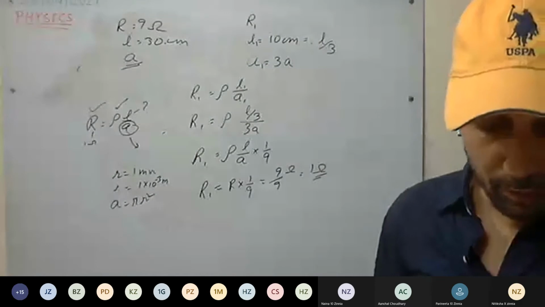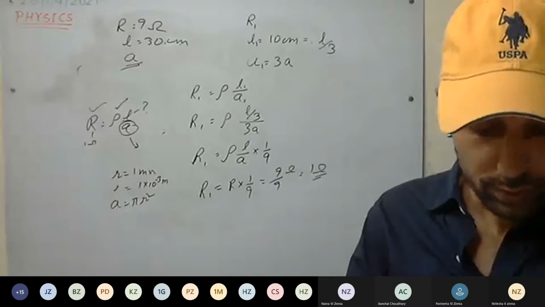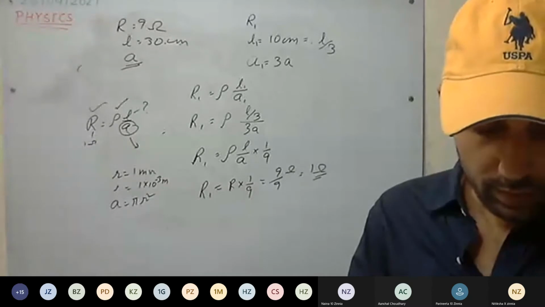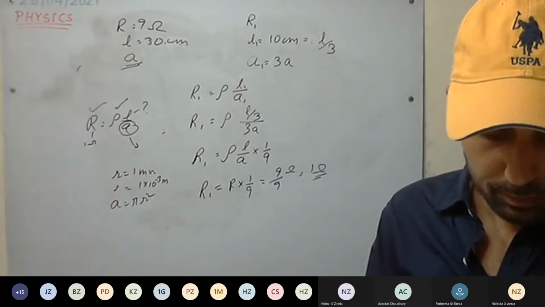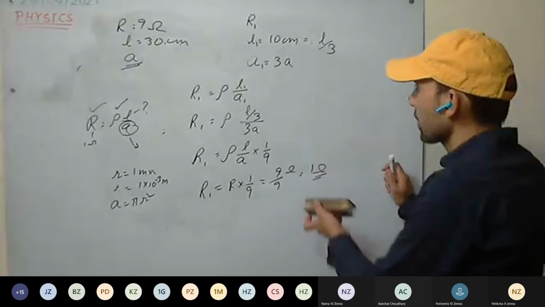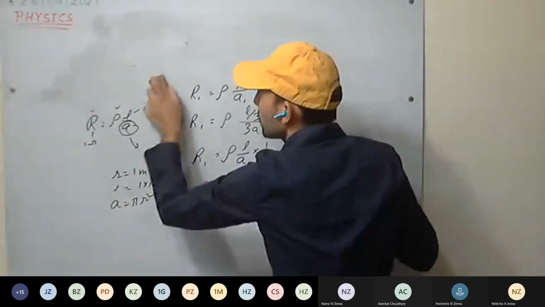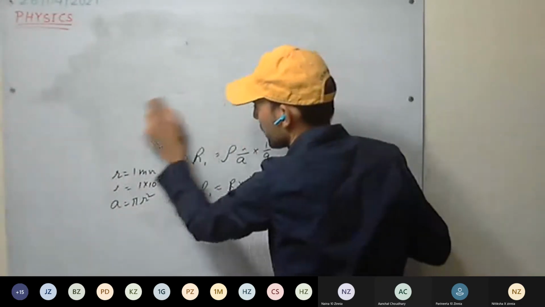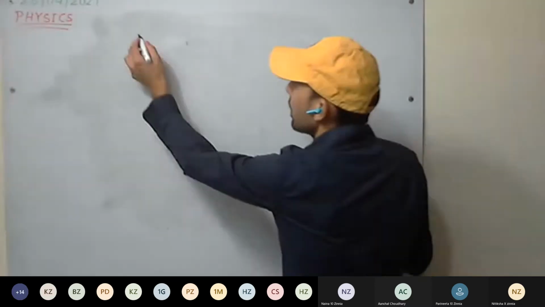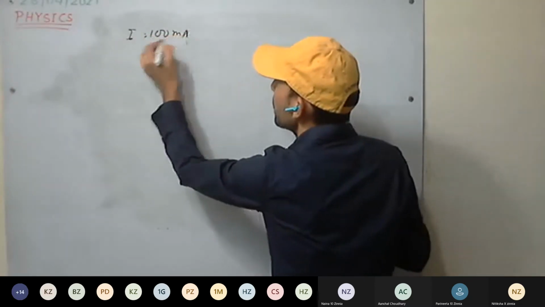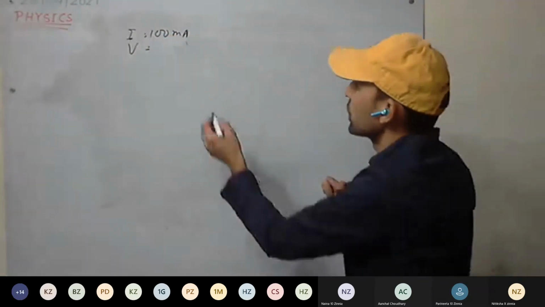13th one. The filament of a bulb takes 100 milliampere when the potential difference across it is 0.2 volt. When the potential difference across it becomes 1 volt, the current becomes 400 milliampere. Calculate the resistance in the first case and the second case as well. In the first case, I is 100 milliampere and potential difference is 0.2 volt.